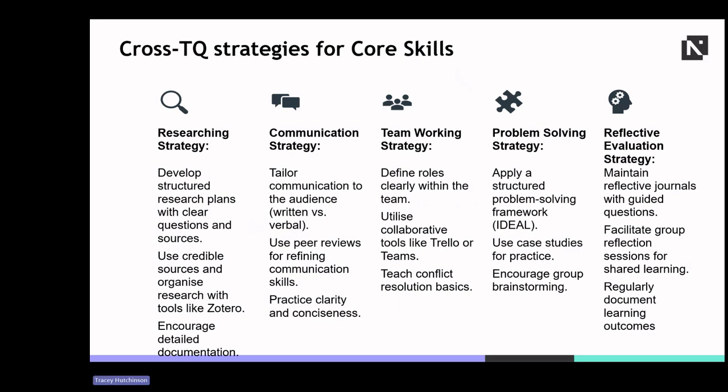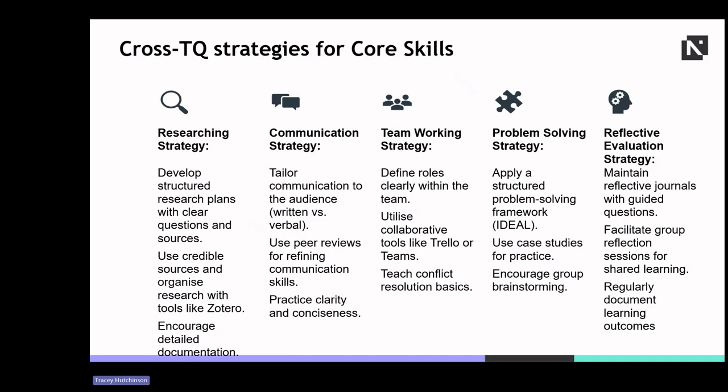Next, I wanted to highlight, just similar to what we highlighted in the extended response question, key areas to support your students in regards to core skills. So what I've done is I've just picked out some cross TQ strategies for core skills. So core skills that were relevant to multiple TQs. So first we have researching strategy. So teach students how to create a structured research plan that includes defining questions, identifying sources, and setting deadlines for completing different parts of their research.